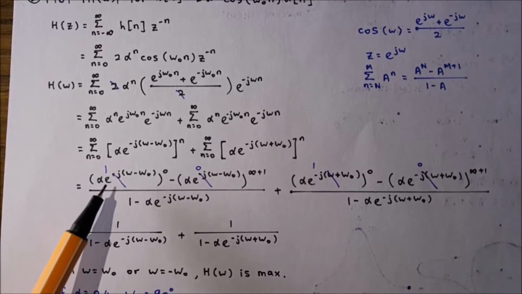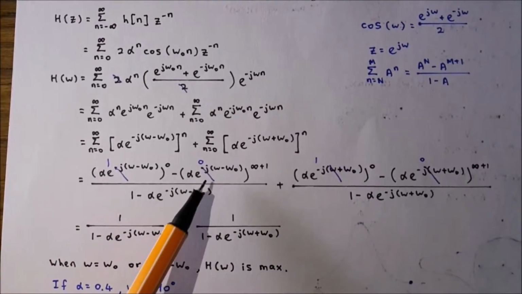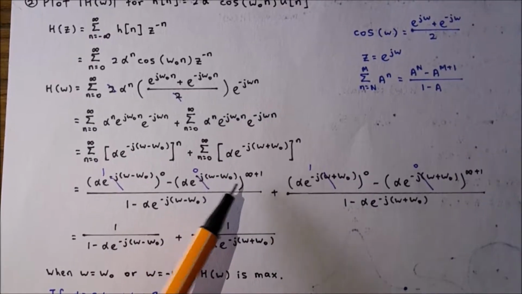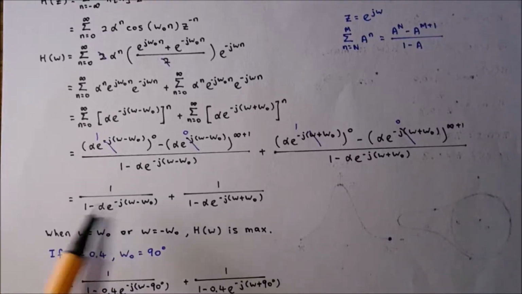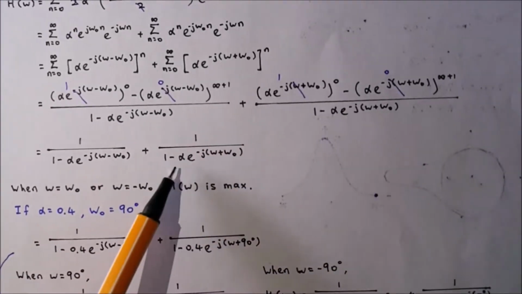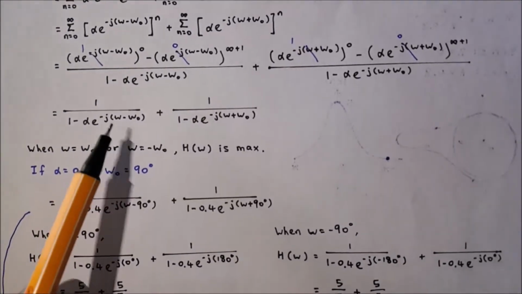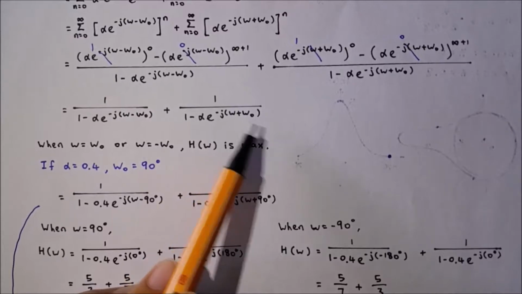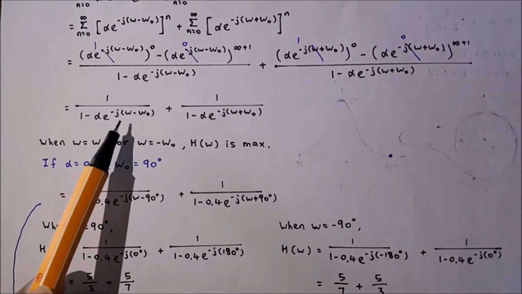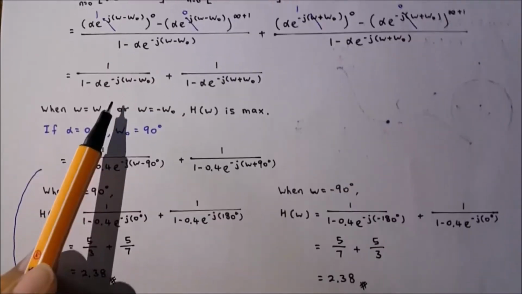Then e^(-j0) will become 1. Then this one, e^(-infinity) will become 0. So the outcome will be 1 over 1 minus this one. This one is also the same. To get the maximum, I need to make my omega equal to omega naught and omega equal to negative omega naught, so that my e^(-j(omega minus omega naught)) will become 1.